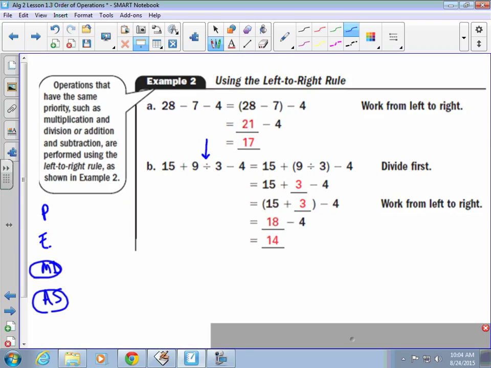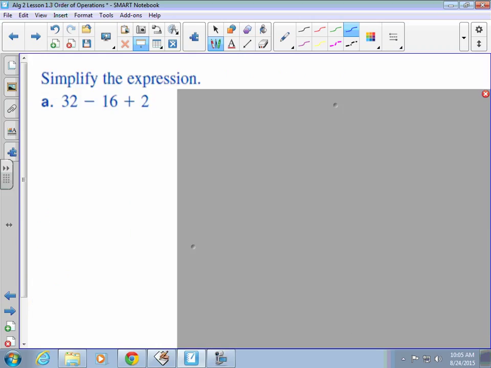You look off to the right, it says operations that have the same priority. I'm sorry, the left, my other right. Such as multiplication and division or addition and subtraction are performed using the left to right rule, shown in example 2. Again, everybody on the back, copy this problem down.